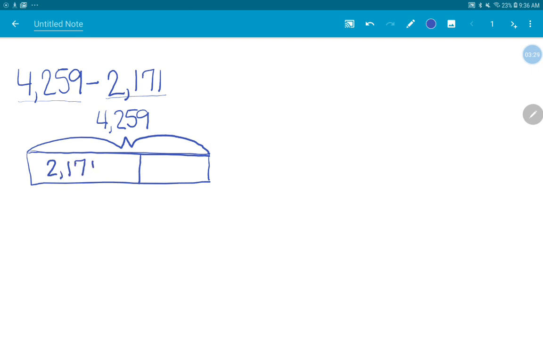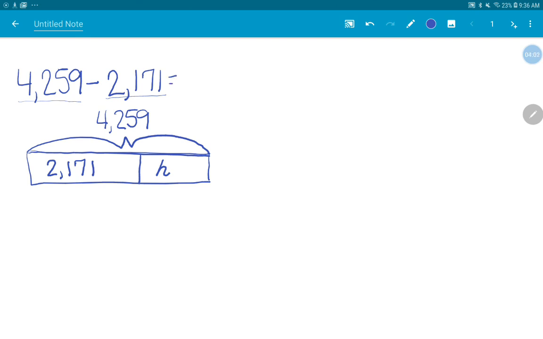So 2,171 I'm going to put as a part. And then we have to figure out what the other number is. You're exactly right. We're going to figure out what this missing piece, or the missing part, is. What do I represent that with? A variable. Does it matter what letter I use? No, I can use any one I want. We'll use an H today for this problem since Harper remembered that word variable.